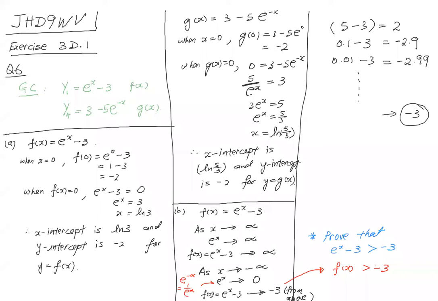What else can you say about this? y equal to negative 3 is what? The horizontal asymptote. Yes, you are right. Horizontal asymptote of y equal to f(x).